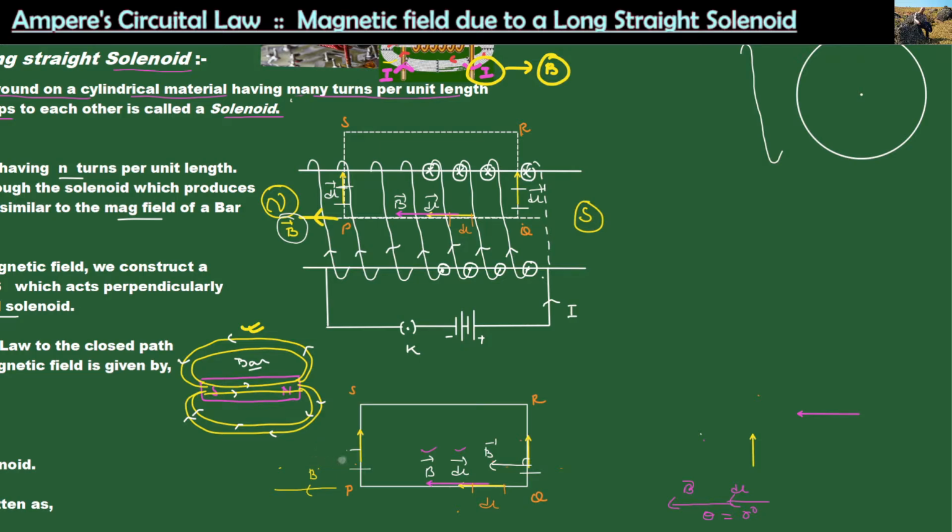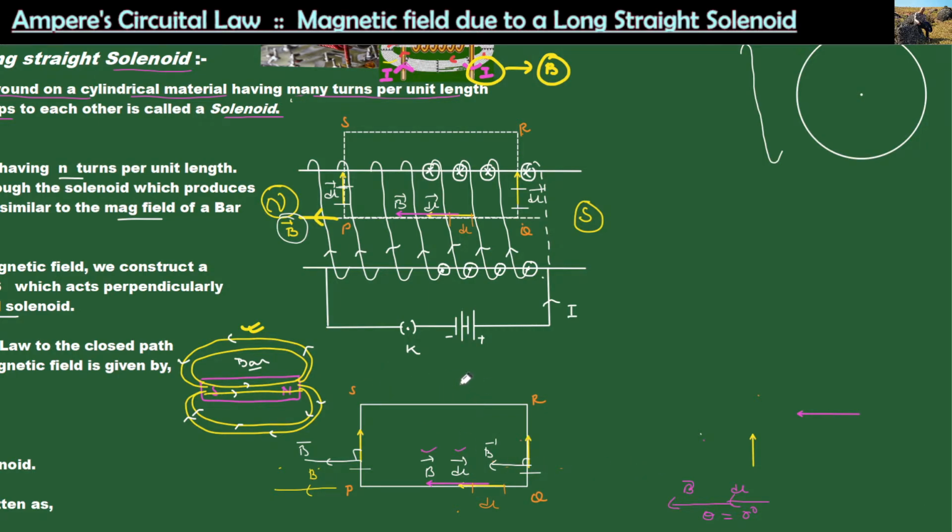Similarly, over here also, this will be the direction of l. This will be the direction of b. So this angle over here will be 90 degrees, whereas in this case, the angle is how much? The angle is 0 degrees. Why? Because they are in the same direction.